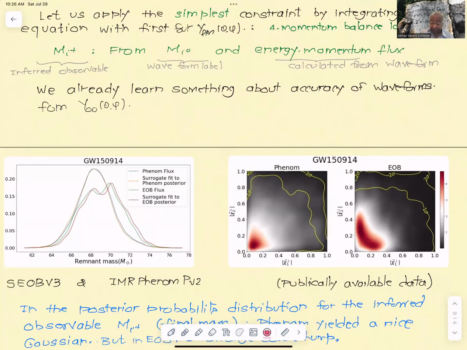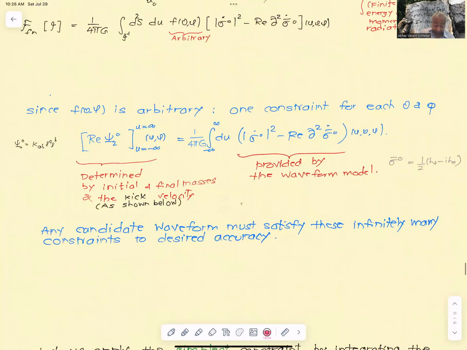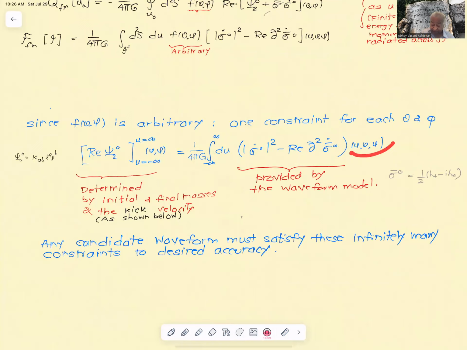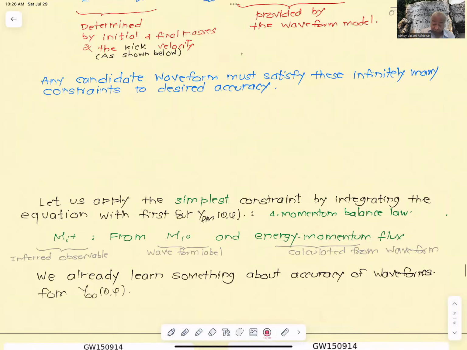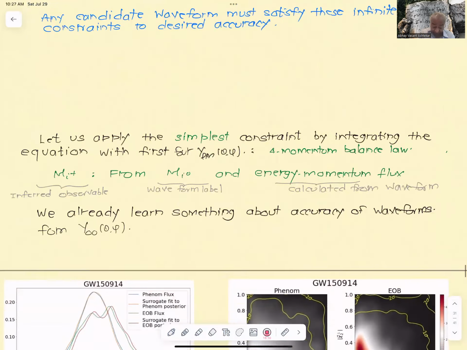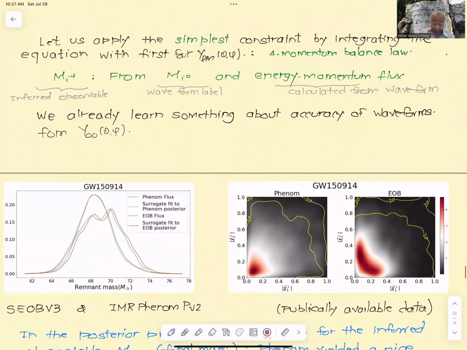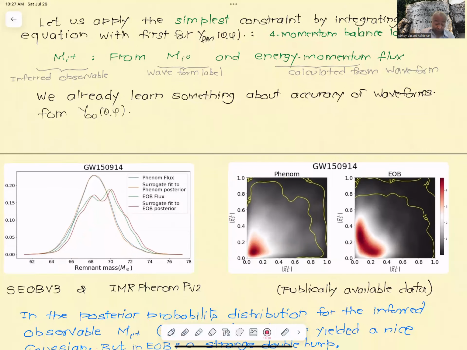Let us now consider the simplest constraint. So here f was arbitrary, or if you like, this theta phi is arbitrary. And let us just choose for f here the first 4 Y_lm's. Or to begin with, even put f equal to 1. That is to say, we're just looking at the mass, the energy in this case. So just look at translations is what I'm saying. And when we do that, we just look at the translations, the first 4 Y_lm's, and therefore we're going to the 4-momentum balance law. So first of all, we can just look at Y_00. And Y_00 already tells us something about the accuracy of the waveform.